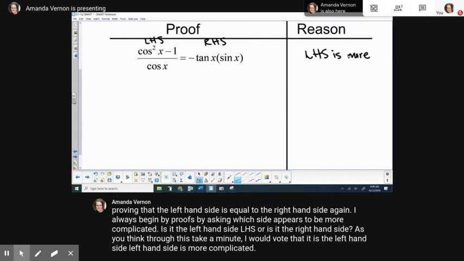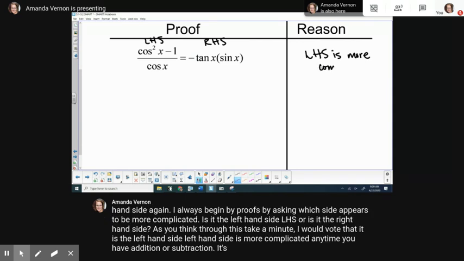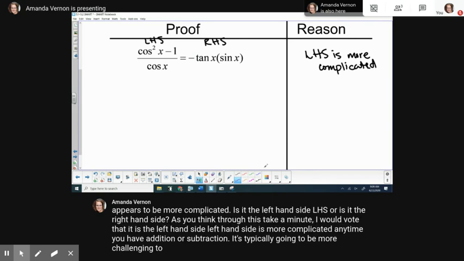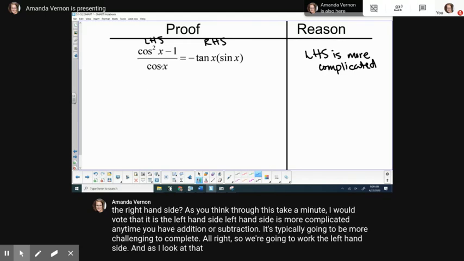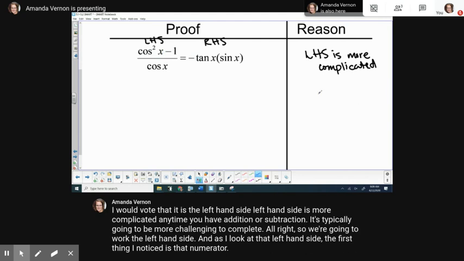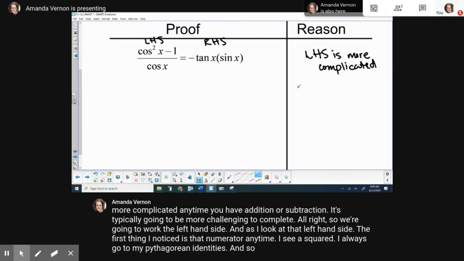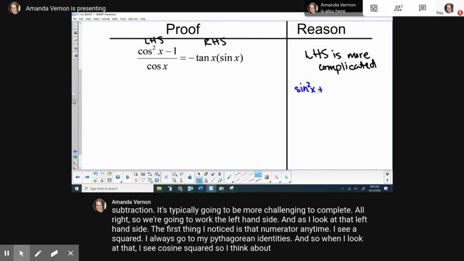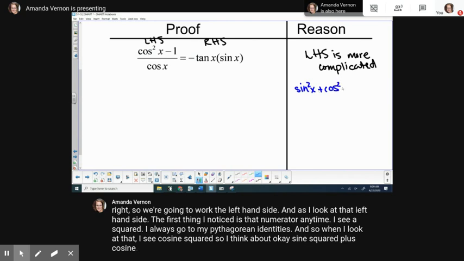Anytime you have addition or subtraction, it's typically going to be more challenging to complete. All right, so we're going to work the left-hand side. And as I look at that left-hand side, the first thing I notice is that numerator. Anytime I see a squared, I always go to my Pythagorean identities. And so when I look at that, I see cosine squared. So I think about, sine squared plus cosine squared equals 1.